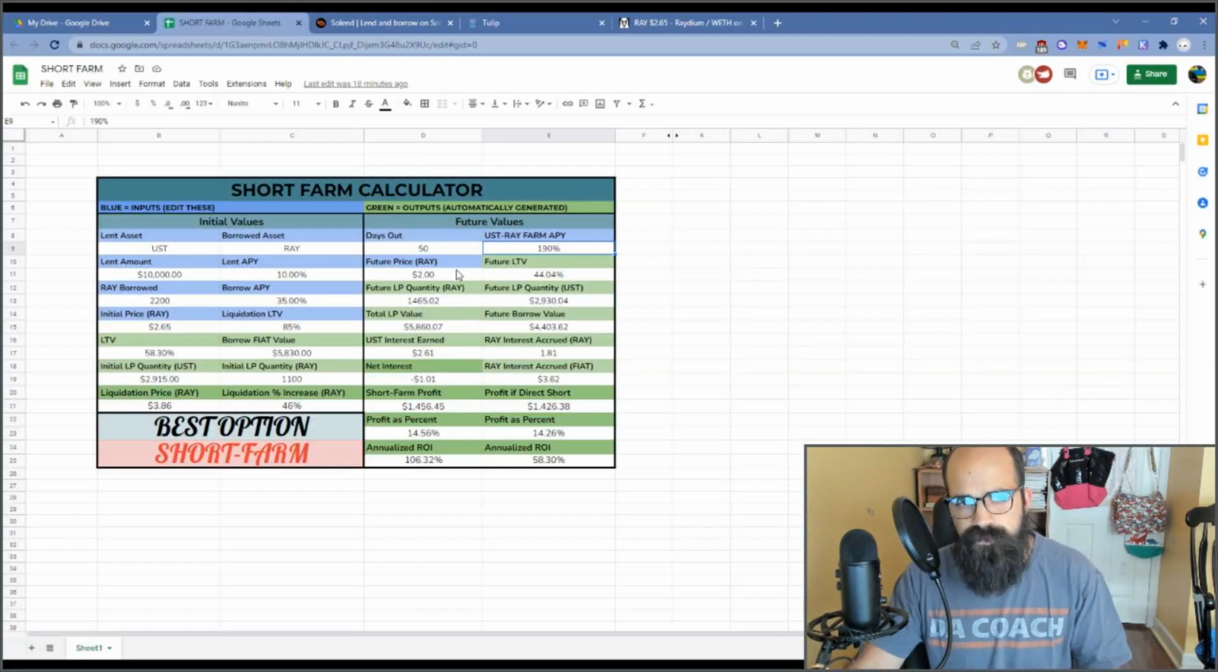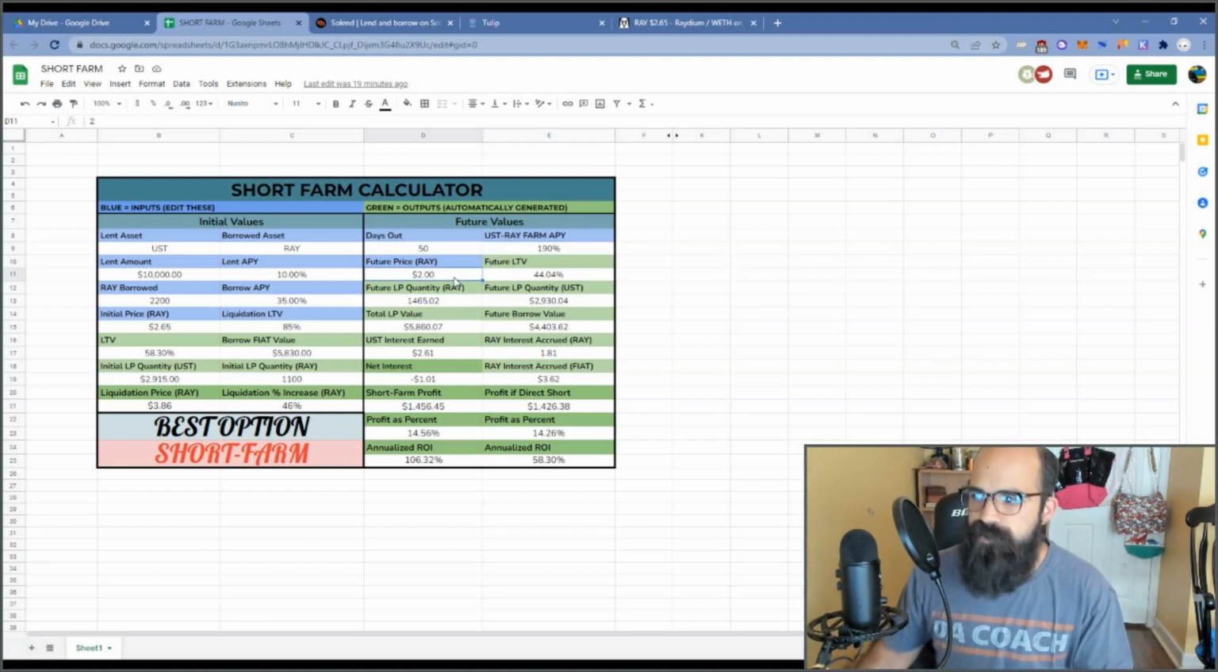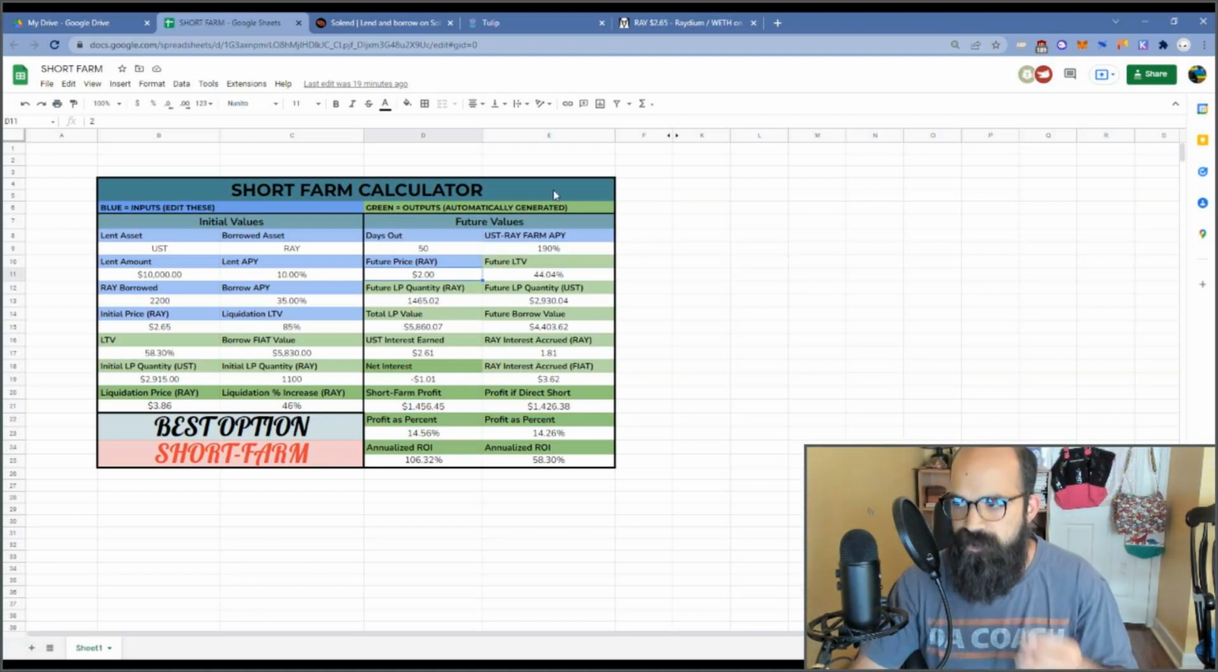Anyways, so here I'm going to stick with 190 because I think that's about an approximation of where the APY would end up given my short predictions. Now, I'm saying this is a speculative scenario, not my own personal opinion. Okay, so future price, this is whatever you want to speculate on.